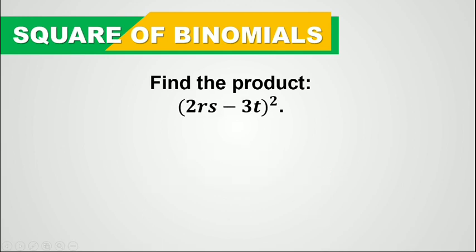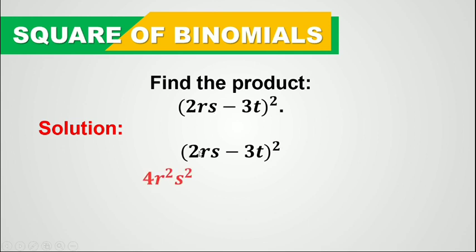What about this one? Find the product when we multiply or when we square this binomial 2rs minus 3t. So again, you square the first term. So you square quantity 2rs squared. So that's going to be 2 squared, that's 4. R squared, that's r squared. S squared, that's s squared.